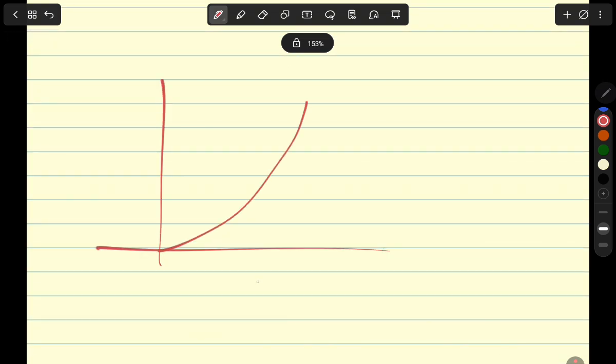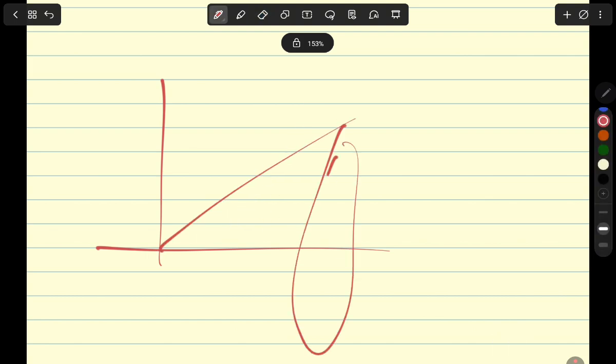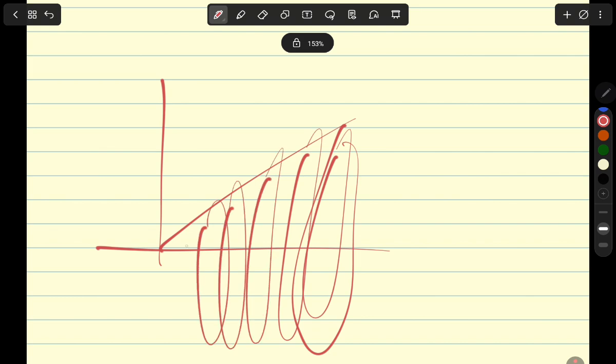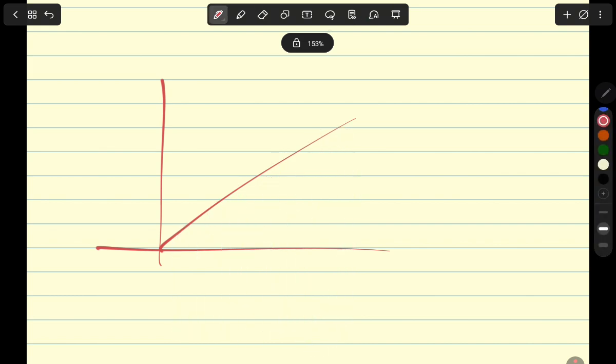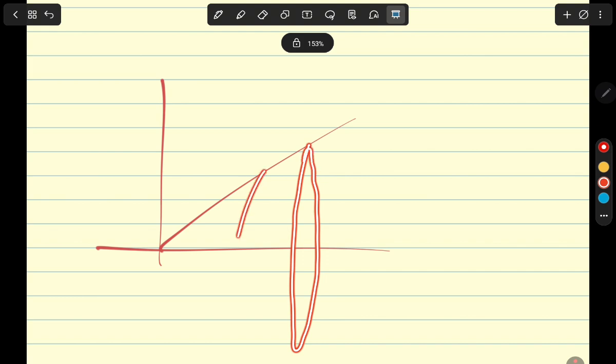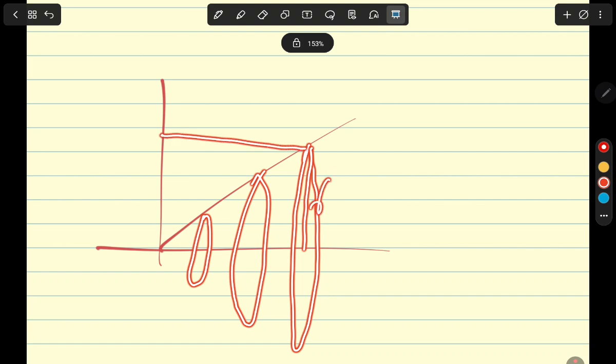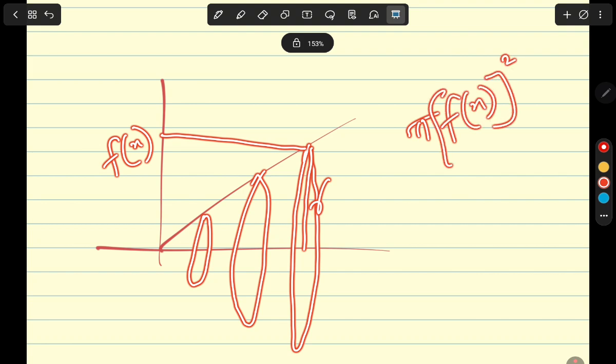So if this is the curve, or if I make a straight line, now if we are spinning it, what is really happening? We are getting a lot of disks, right? You can imagine a disk running from here to here, here to here, then here to here, right? What is the radius of this disk? The radius of this disk is going to be the function value, right? And what is the area of this disk? The area is going to be pi r squared, where r is f of x.